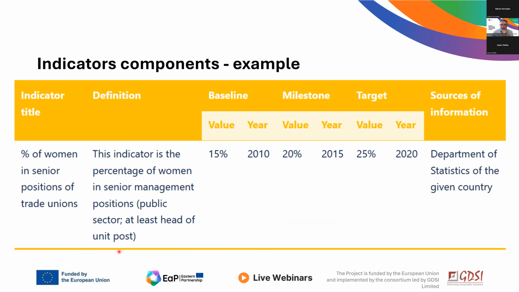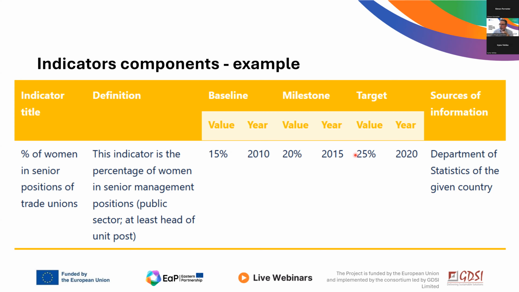So let's see another case, and I just wanted to show you an example of an indicator. The indicator also in terms of gender: percentage of women in senior positions of trade unions or public administrations in different positions. So the indicator is the percentage of women, and it defines at least the level of head of unit post. And you will have baseline data for the year 2010, which is 15%.